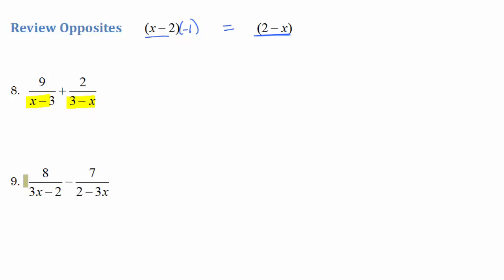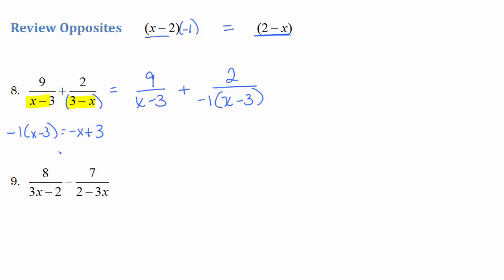These are not the same. They are opposites. So I'm going to go through quite a few steps, and then we're going to kind of shorten it. But you should know that 3 minus x is the same as negative 1 times x minus 3. Convince yourself of that. Negative 1 times x minus 3 is negative x plus 3, which is 3 minus x, just writing it in a different order.